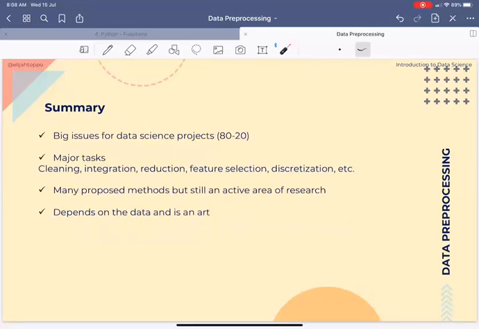So to finally summarize, we see that data preprocessing is a big issue for data science projects. Okay? We will spend 80% of our time doing data cleaning, collection, and preparation, and 20% of the time in actual analysis. The major tasks are cleaning, integration, reduction, feature selection, discretization, etc. There are many proposed methods, but still it's an active area of research. So if you ask any data scientist what is the best method to do, no one will be able to give you an answer. Okay, it all depends upon several questions, and it is also an area that is highly being researched.